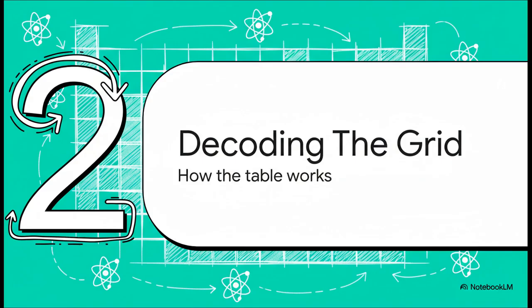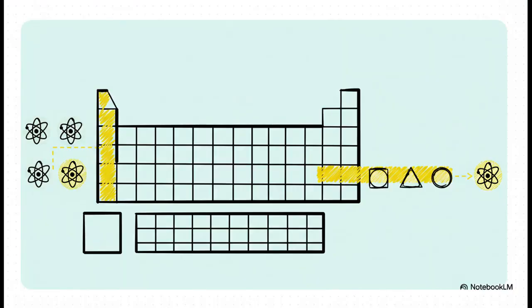All right, so to actually use this map, we've got to learn how to read it. And I know at first glance it just looks like a bunch of boxes, a simple grid, but trust me, the way this thing is laid out, it's pure genius. Basically, there are two main ways to look at it. First, you've got the vertical columns. We call these groups, or my favorite, families.